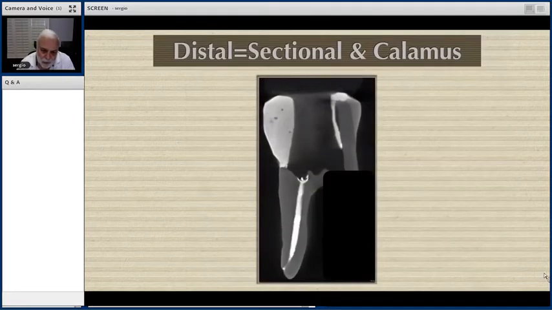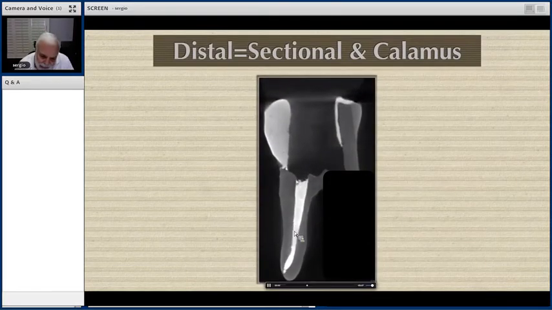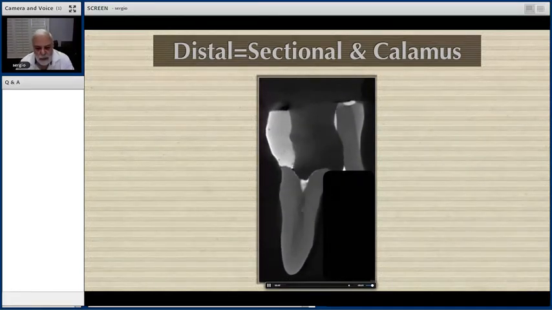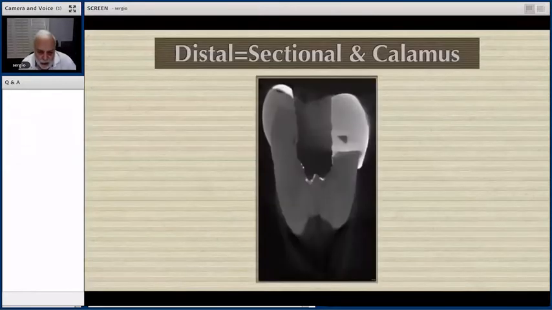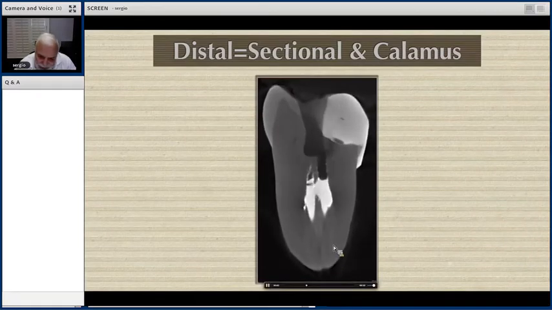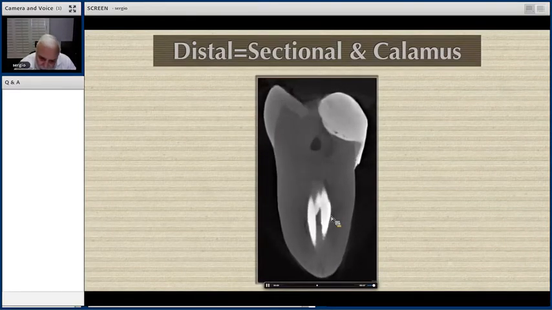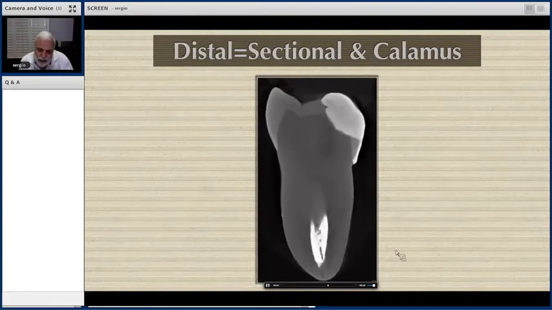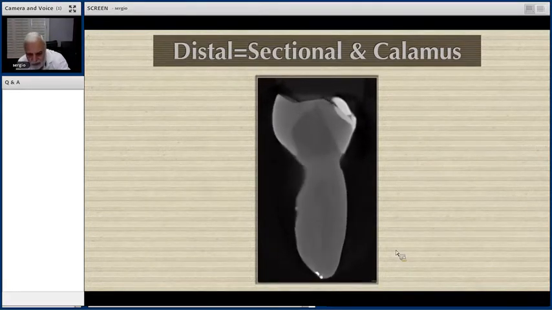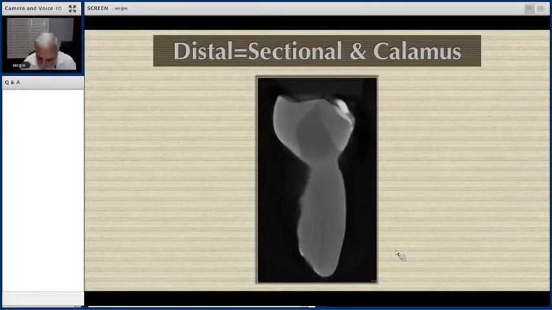Look at the voids and the lack of adaptation of this Gutta-percha. Look at it here in the canals. Look at all these voids that we have. And look at the distal view, the ragged edges of this Gutta-percha and voids. Those are sections that you are seeing from the micro CT of 6.5 micron sections.